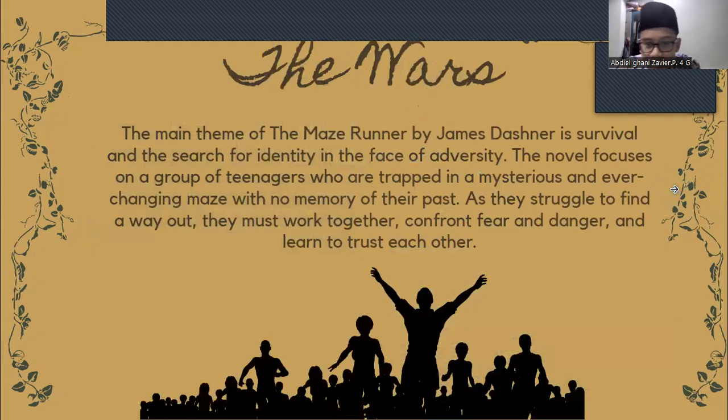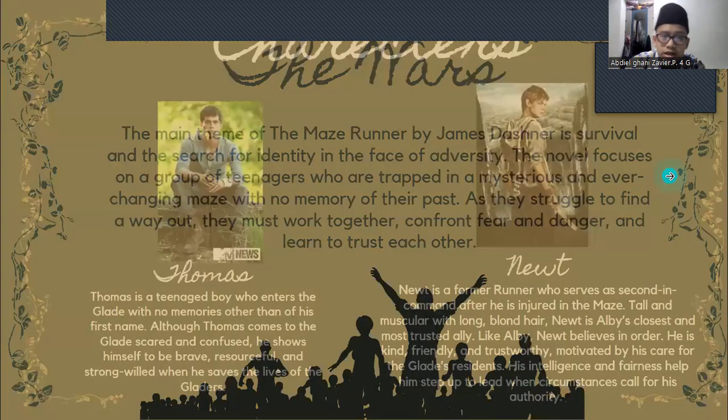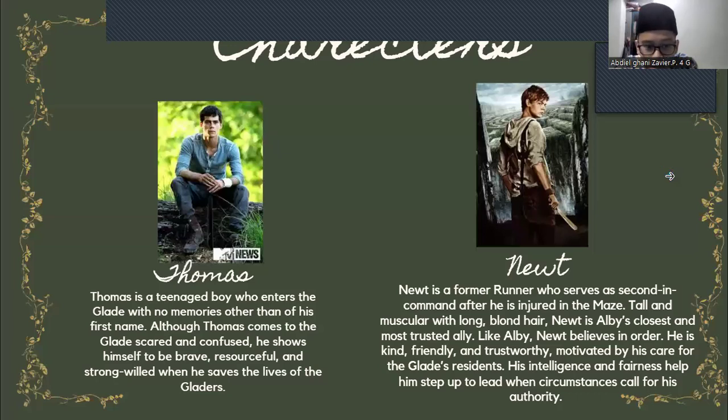The main theme of The Maze Runner by James Dashner is survival and the search for identity in the face of adversity. The novel focuses on a group of teenagers who are trapped in a mysterious and ever-changing maze with no memory of their past. As they struggle to find a way out, they must work together, confront fear and danger, and learn to trust each other.